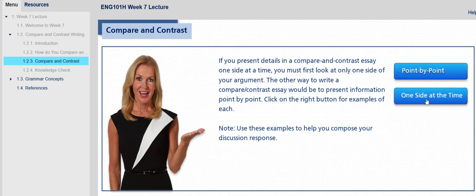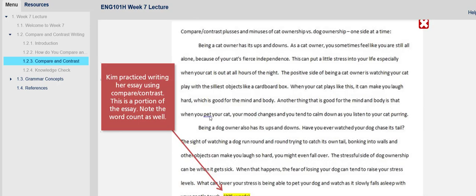So that's point by point, one side at a time. So here, with one side at a time, first you write about the cat, then you write about the dog. So being a cat owner has its ups and downs. As a cat owner, you sometimes feel like you are still all alone because of your cat's fierce independence.